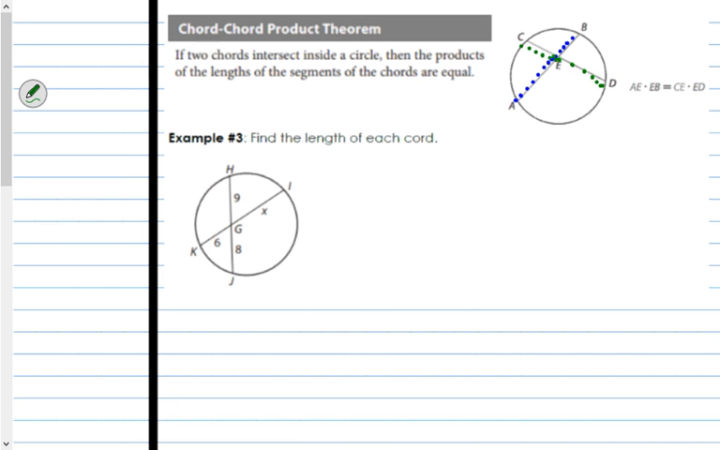So we're going to find the length of each chord. In order to do that, I am first going to find x. Well, I easily know what HJ is. There's HJ. If H to G is 9 and G to J is 8, HJ is 9 plus 8. HJ is 17.